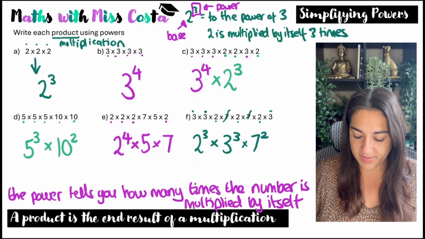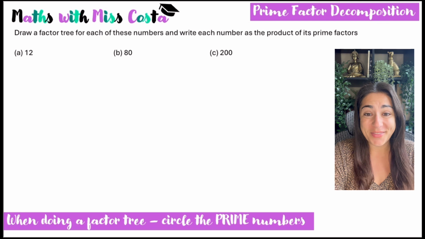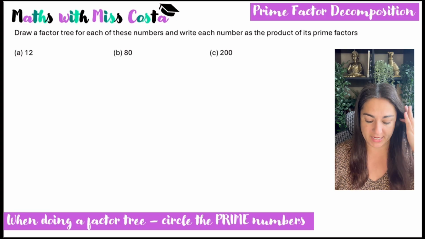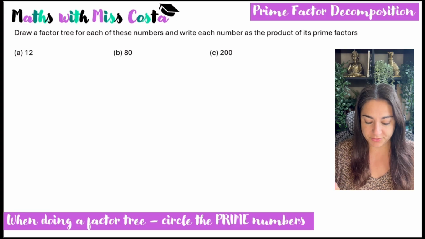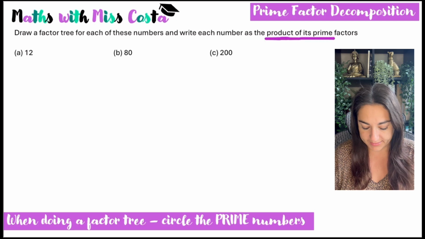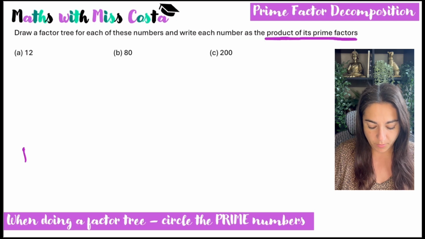But yeah, that's how we just simplify powers. Okay, so these questions sometimes, I don't know why, but people just get really confused by what they mean. So I'm told to draw a factor tree for each of these numbers and write each number as the product of its prime factors. So let's try and untangle what's happening here.